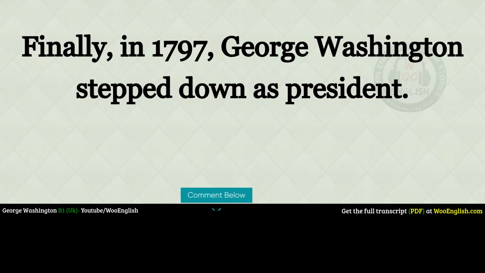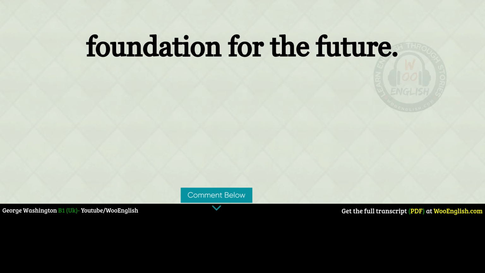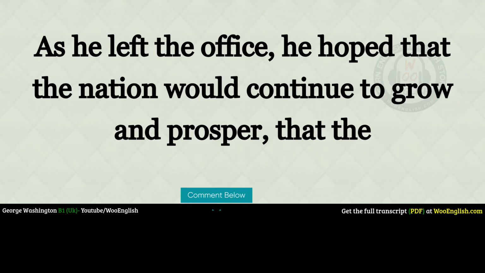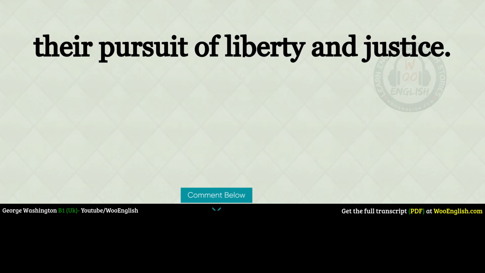Finally, in 1797, George Washington stepped down as president. He had served his country faithfully, guiding it through its earliest days, helping to build a foundation for the future. As he left the office, he hoped that the nation would continue to grow and prosper, that the principles of the Constitution would endure, and that the American people would remain united in their pursuit of liberty and justice.